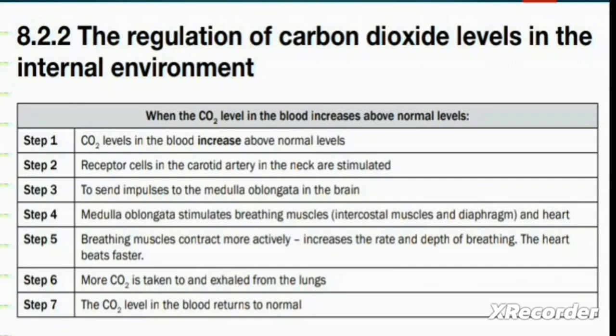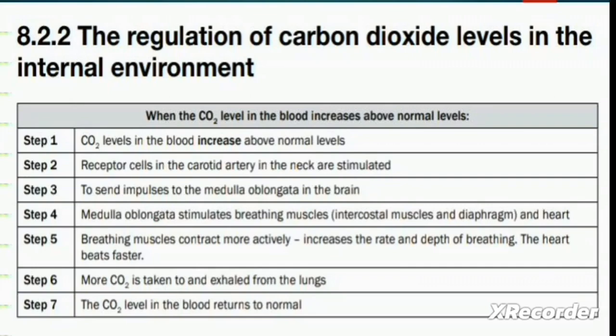Breathing muscles contract more actively, increasing the rate and the depth of breathing. The heart beats faster, more carbon dioxide is taken to and exhaled from the lungs. The carbon dioxide level in the blood returns back to normal.